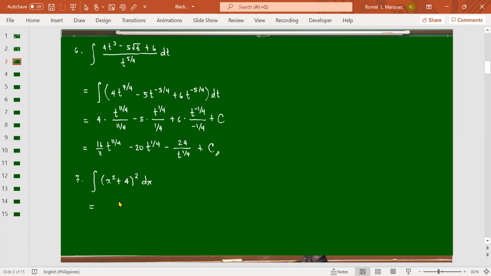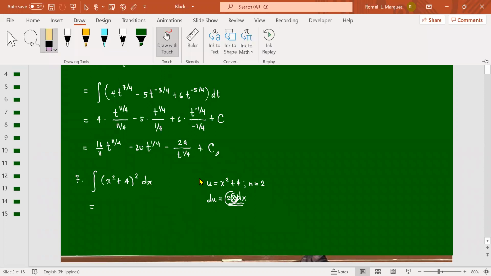Adrian, what are you going to do with this? What do you suggest? Chain rule po, sir. Chain rule. If you apply chain rule, what is our u? What is our n? What is the du? Unfortunately, we don't have this. There is no 2x or x. There's no problem with the 2 because a constant can be supplied as a multiplier and then balanced outside. But what about the x? There is no x attached. So we can't apply directly chain rule. Okay, Adrian?